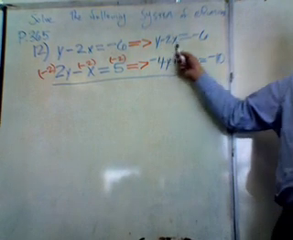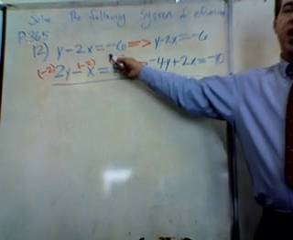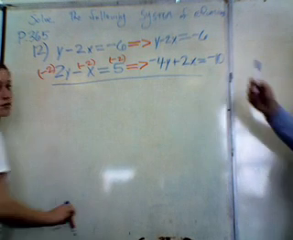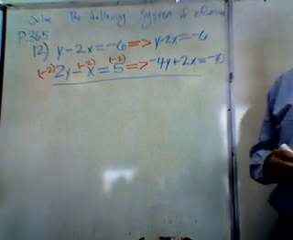Y minus 2x equals negative 6. On the top, all we did was rewrite this, and then negative 4y plus 2x equals negative 10. Now we're in a position to add them together, and things are going to cancel. Things are going to happen quite quickly.